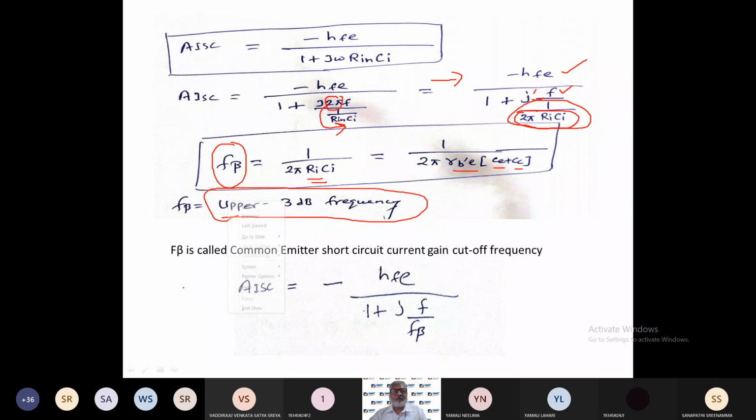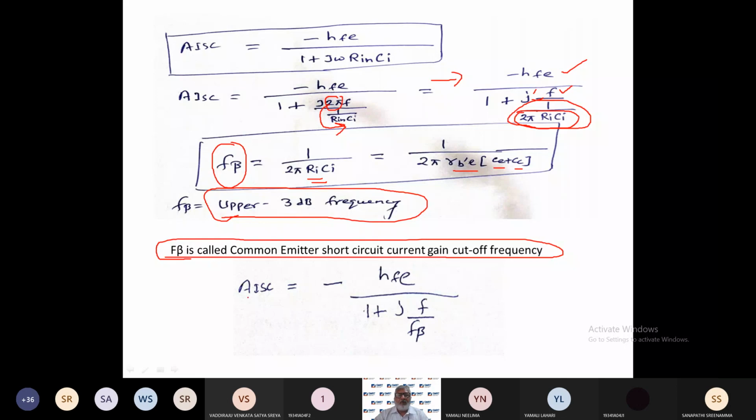So f beta is also called the common emitter short circuit current gain cutoff frequency. And now you see the current gain expression. It is equal to minus hfe in the numerator, and in the denominator 1 plus j f by f beta. This term has come.